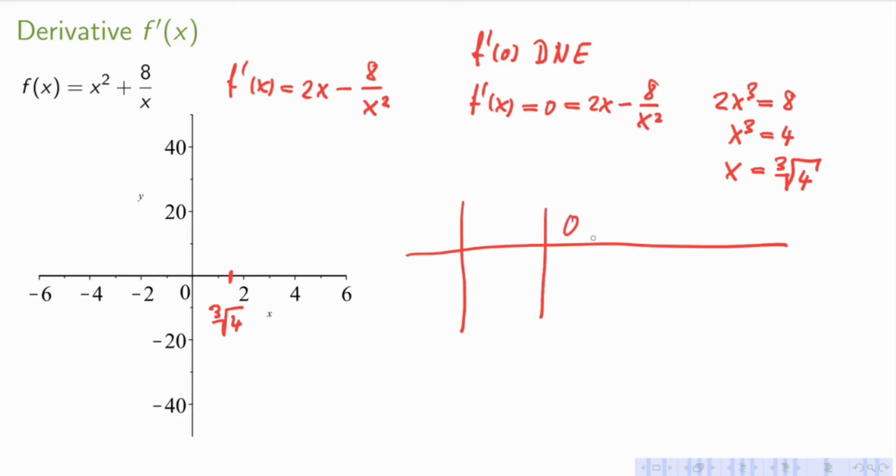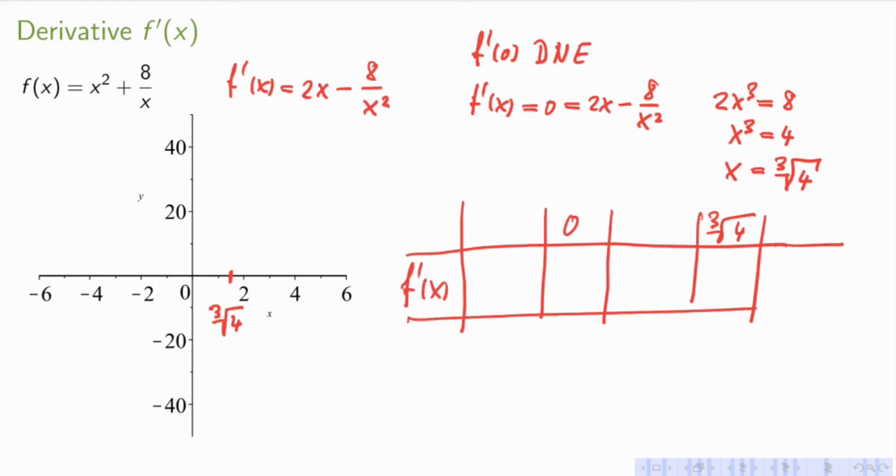So we have 0, and then we have the third root of 4. And here we would like to know f prime. And then underneath, I'll show you what it means for f. So then we have x is less than 0 here, and then 0 less than x less than third root of 4 here, and then x bigger than the third root of 4 here.